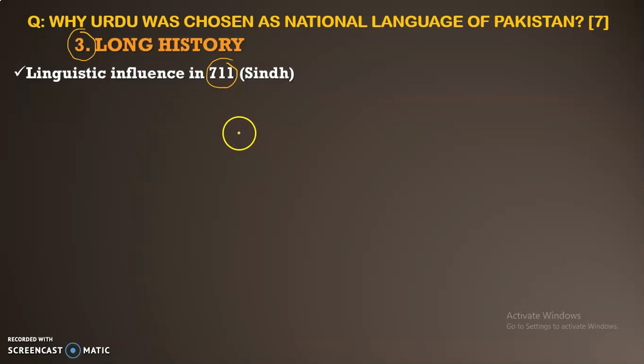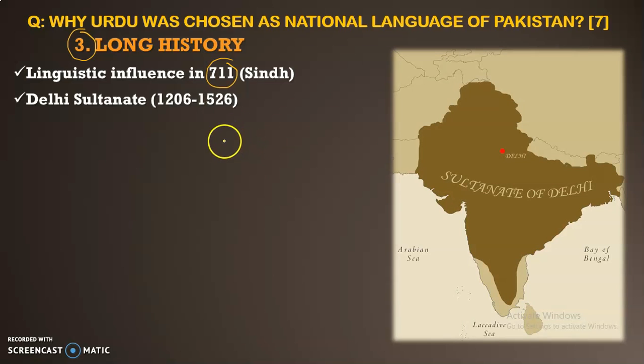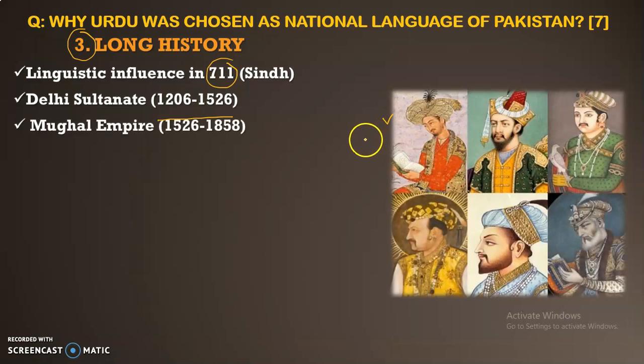The second point is the Delhi Sultanate, from 1206 to 1526. Here we have the map of the Sultanate of Delhi. Another point is the Mughal Empire, from 1526 to 1858. Now I have mentioned these points because when we talk about Urdu as a language, it developed more decisively in these two eras. So what you would write here is that the development of Urdu was mainly done in the Delhi Sultanate and in the Mughal Empire.